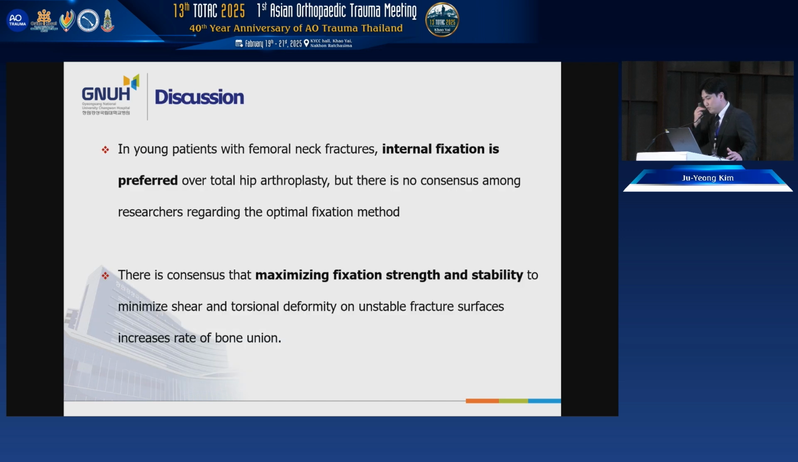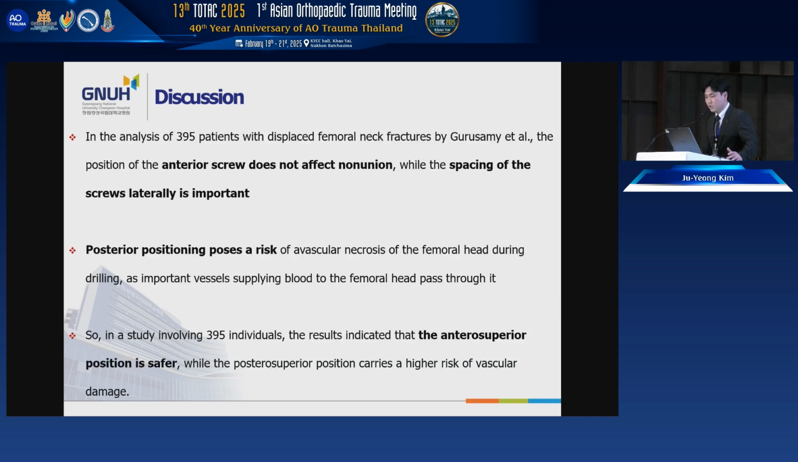In young patients with femoral neck fractures, osteosynthesis is preferred over arthroplasty, although there is disagreement regarding the fixation method. However, there is no dispute that stable fixation with maximum fixation strength contributes to bone union. Therefore, it is important to be aware of a clinical option that can enhance stability. In a study involving 395 individuals, the results indicated that the anterosuperior portion is safer, while the posterior position carries a higher risk of vascular damage.